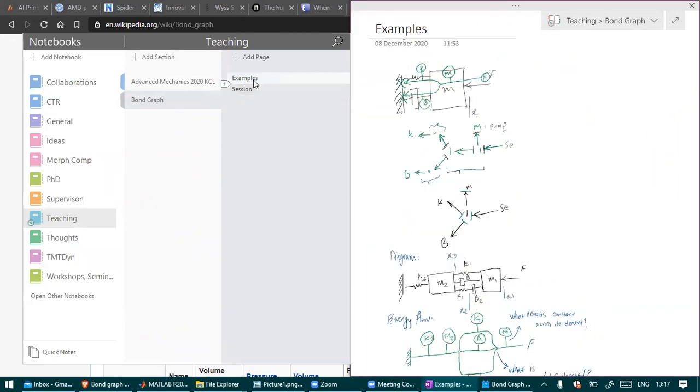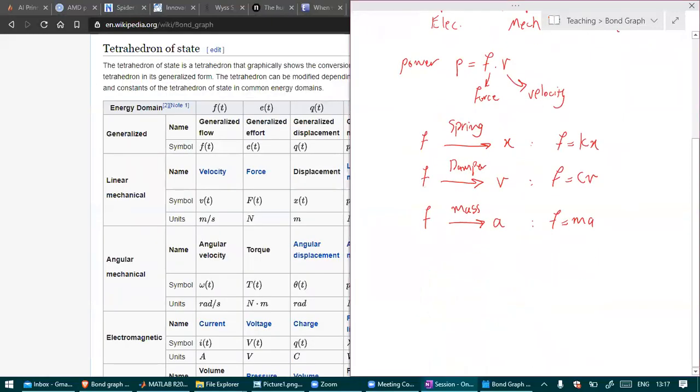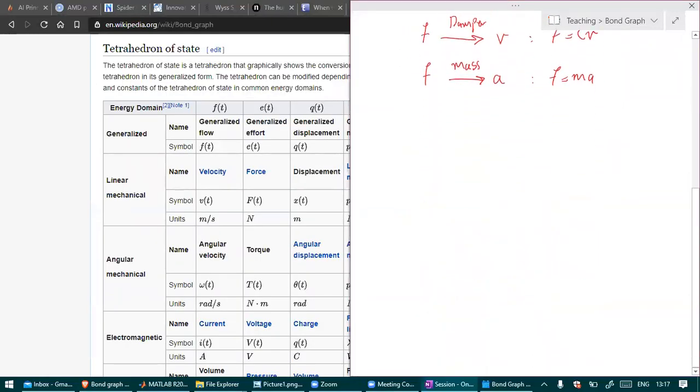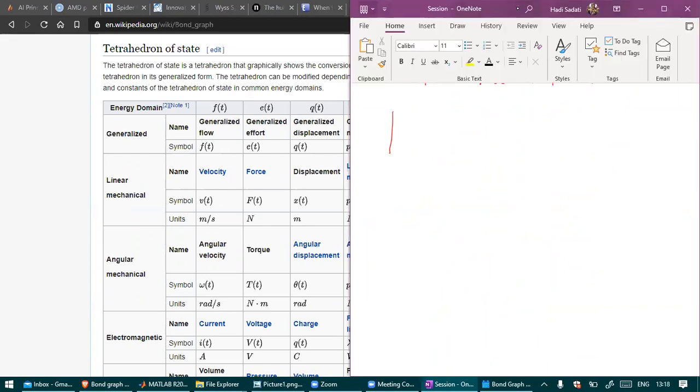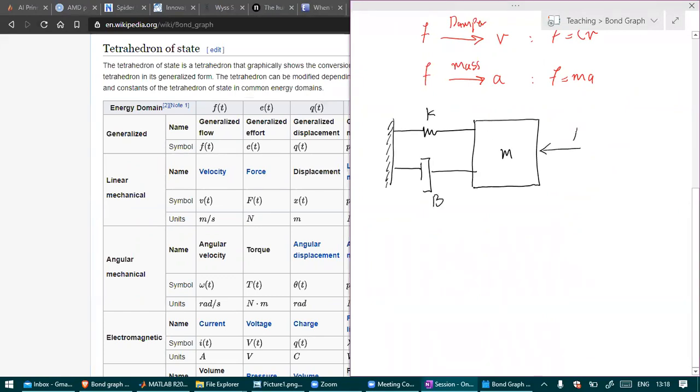This is the examples session. I start with a simple mechanical system, a simple system of mechanical elements. I assume we have a spring, a damper, and a mass. And a force is acting on that.